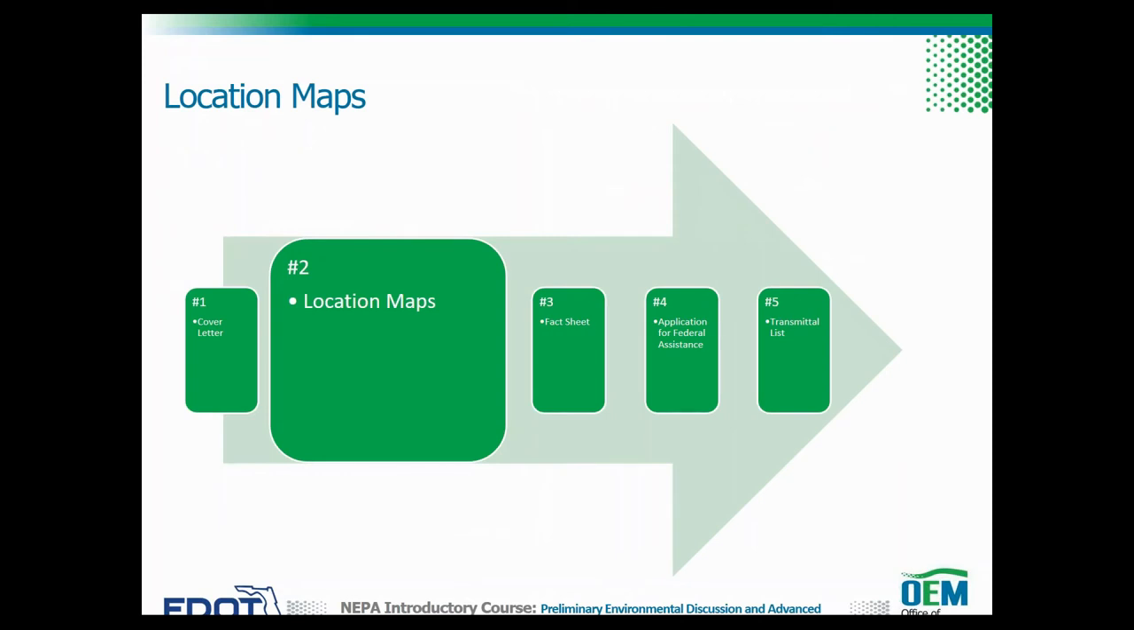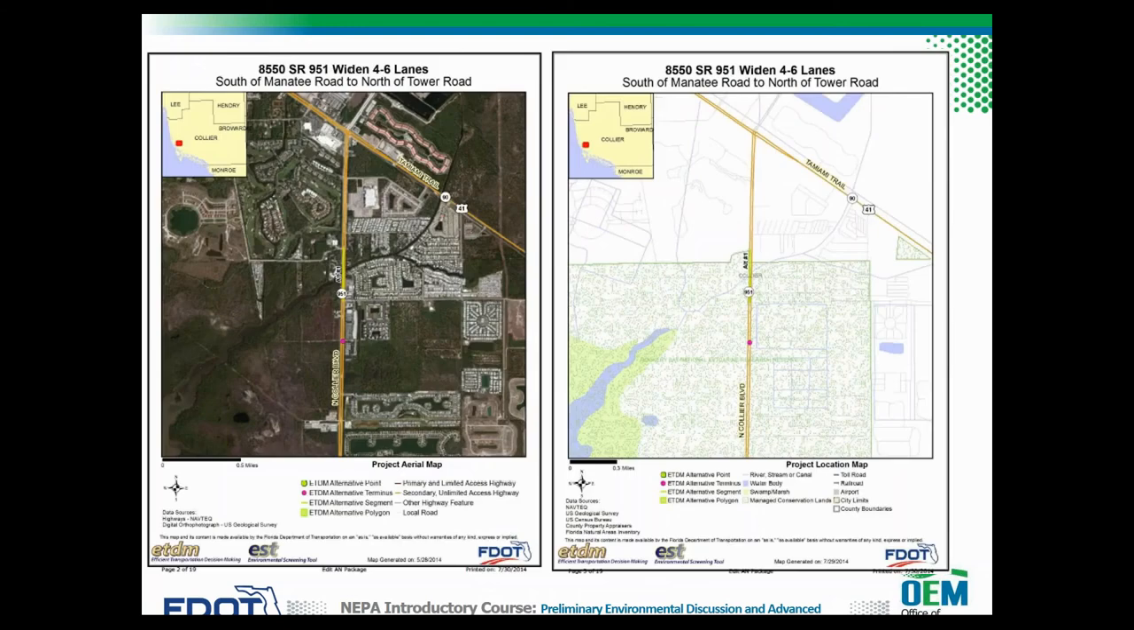The next section of the AN package contains the project location maps. As shown here, this section of the AN typically has 2 maps. The first map shows the project alternative or alternatives on an aerial, while the second is over a simple base or street map. These maps are generated using the ETDM EST.